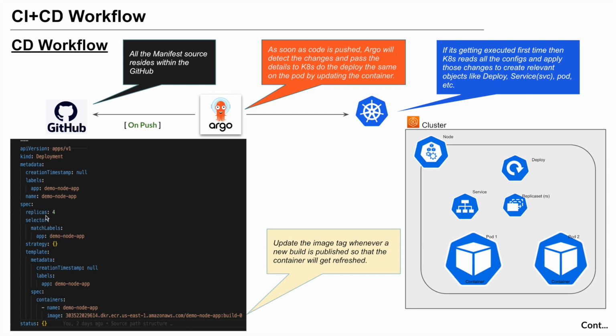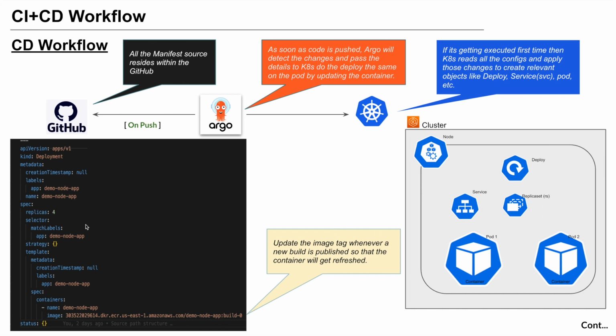This replica is basically to create the replica set object, and within this metadata we have a container with the same name, demo node app. So basically this is a label selector which Kubernetes uses to detect these labels and see which pods have the same label name, and using that it maintains all this synchronization, right?